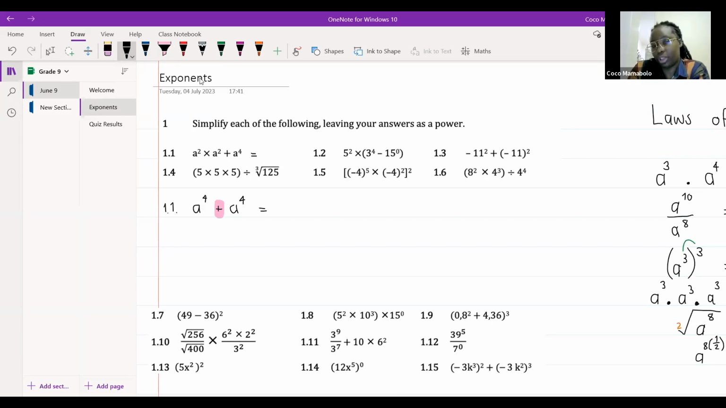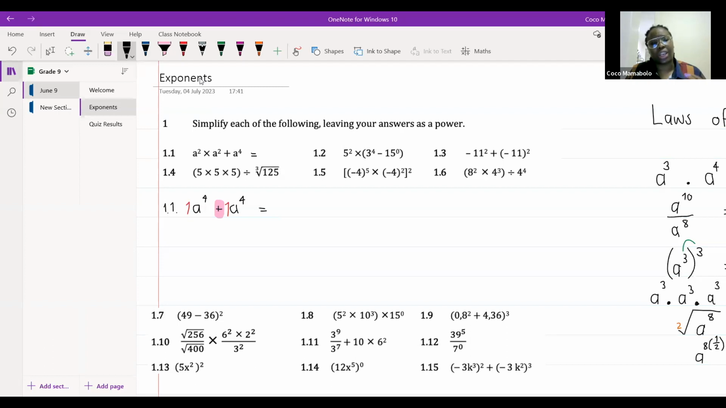Not quite. Let me ask you this, Boyzo. If I have an x sitting all by itself, what's the coefficient in front of x? 1. Good. So we know that any variable sitting on its own has a 1 in front. So this one actually has a 1 in front of it, and this one has a 1 in front of it. Right. So I'm going to ask you again. What is my answer over here? 1a to the power of 4 plus 1a to the power of 4 is going to give us what? 2a to the power of 4.